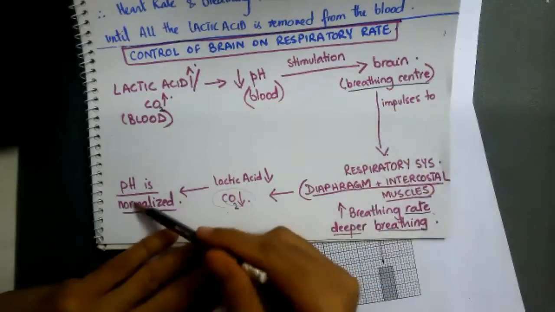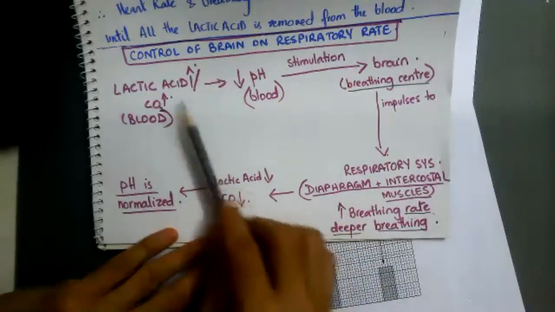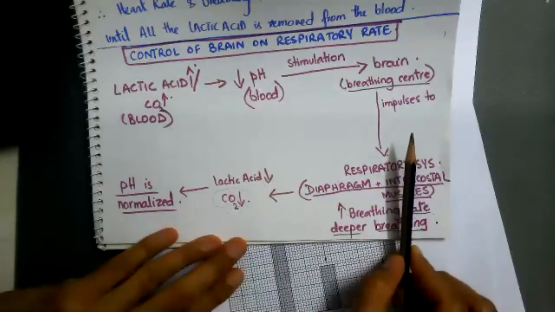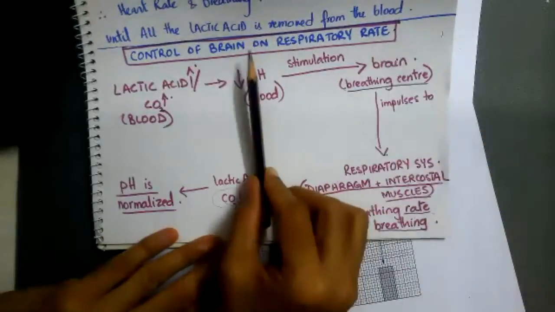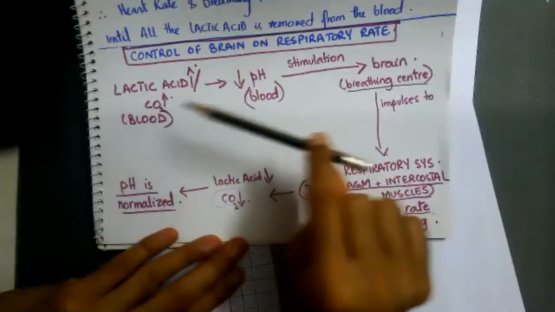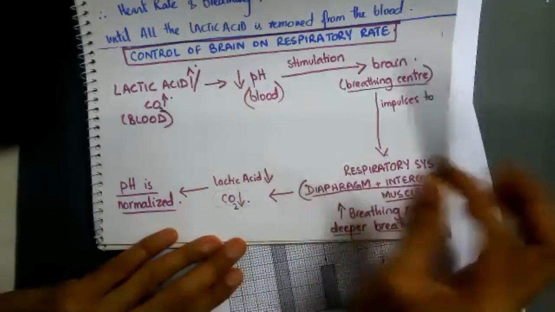So the pH of the blood will come back. This is an example of homeostasis, how the brain makes sure that the pH of the blood stays within the normal limits, right?